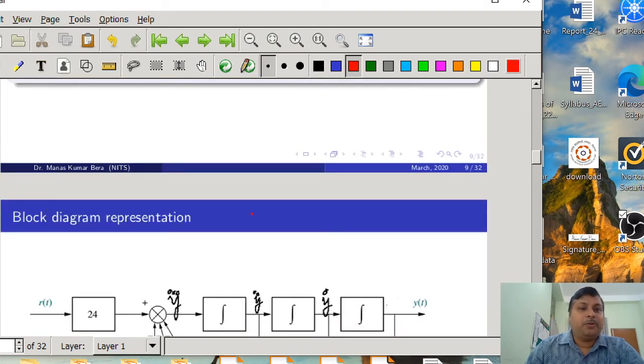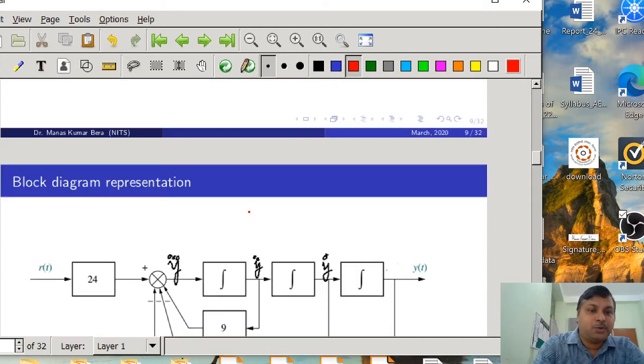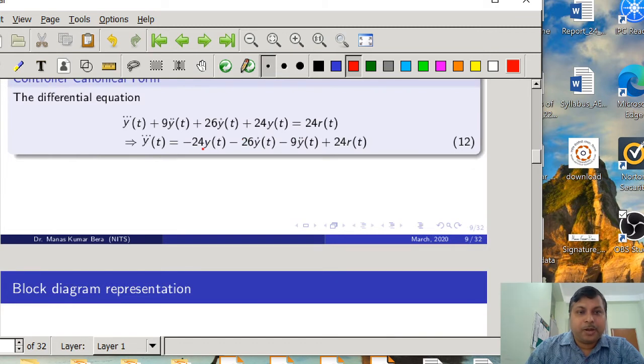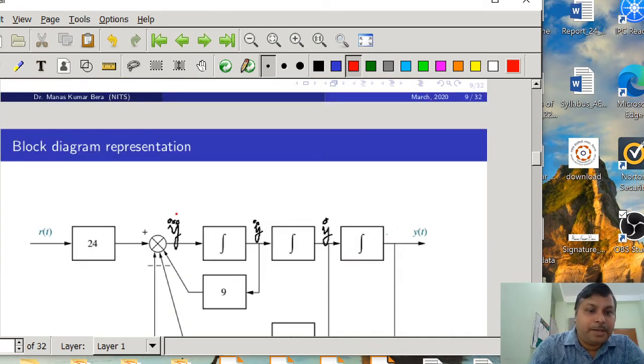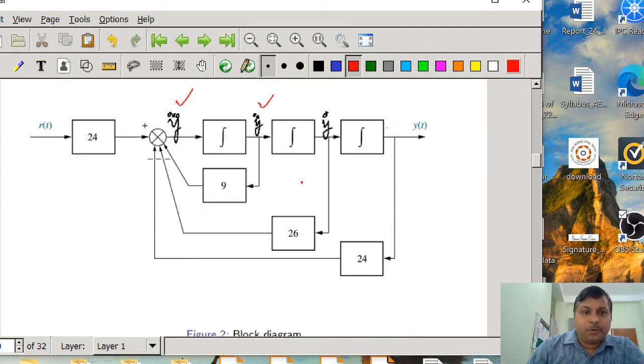So if we represent it by block diagram, r(t) into 24, then y triple dot is required, minus 24 y(t), minus 26 y dot(t), and minus 9 of y double dot(t). So now from y triple dot, how will we get y double dot? If we place the integrator, then from y double dot how will we get y dot? By integrating, and y dot to y by another integration. And now to represent the y triple dot equation, we have to feed it back with proper coefficients, that is 9, 26 and 24.